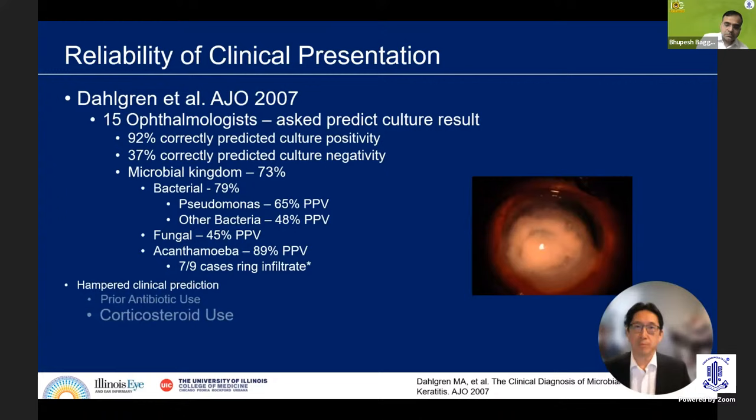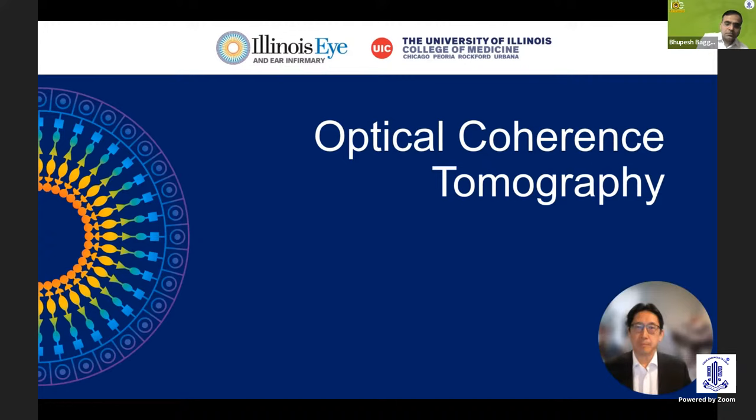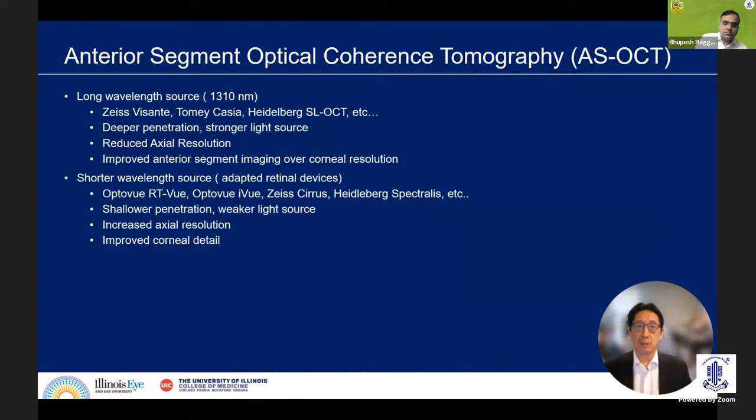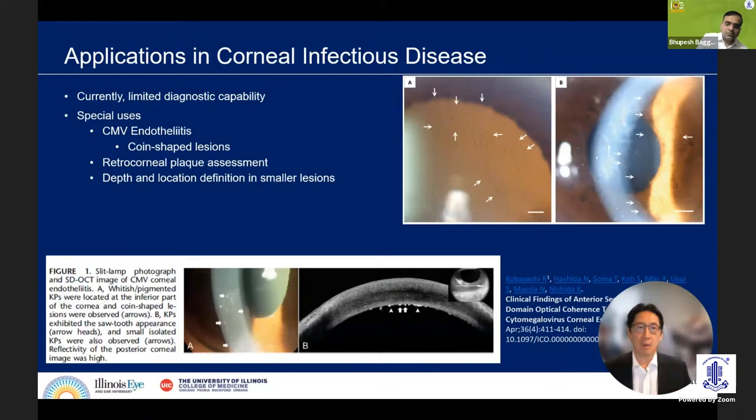With the proliferation of anterior segment OCT, investigations have been underway to look at its utility in infectious keratitis. It is important to understand that the shorter wavelength sources will give you better corneal resolution. Some of the applications that have been looked at include CMV endotheliitis, where you can see here the characteristic endothelial excrescences described by Dr. Kobayashi et al.